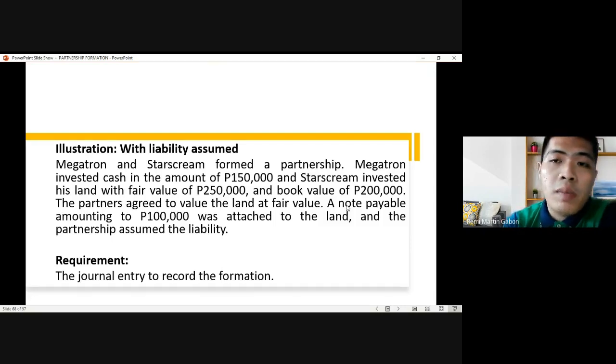So therefore, for the investment of Starscream, the land, there is an attached obligation, a note payable of 100,000, and the partnership assumed the liability. That is the important phrase in the problem when it comes to the consideration of the liability or the assumption of the liability. Okay? So the partnership assumed the liability. The requirement is journal entry.